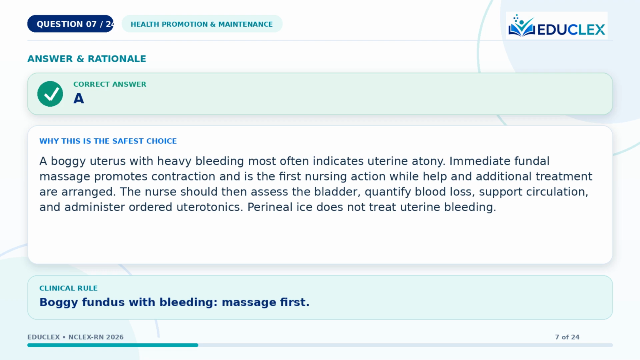The correct answer is A. A boggy uterus with heavy bleeding most often indicates uterine atony. Immediate fundal massage promotes contraction and is the first nursing action while help and additional treatment are arranged. The nurse should then assess the bladder, quantify blood loss, support circulation, and administer ordered uterotonics. Perineal ice does not treat uterine bleeding.